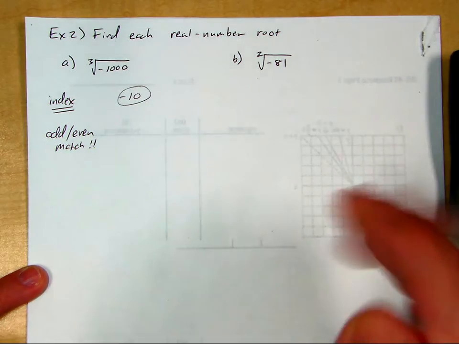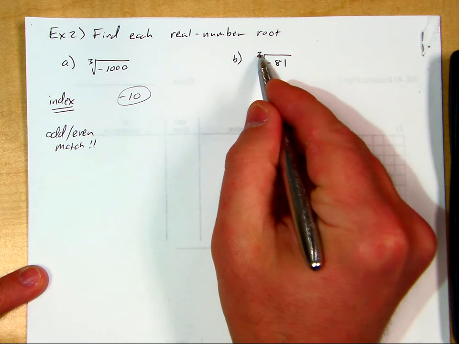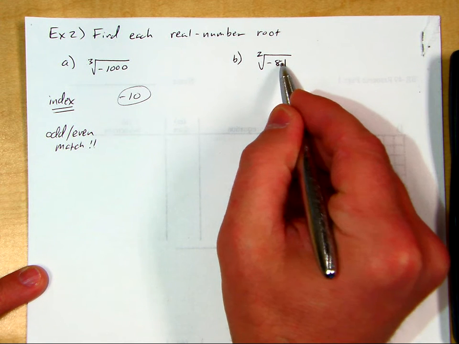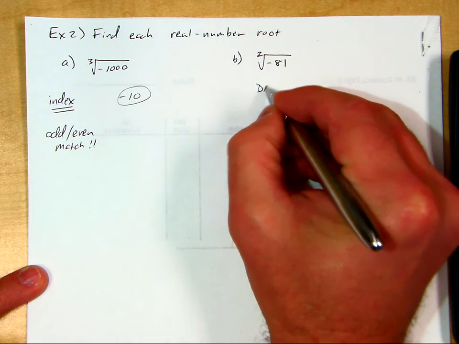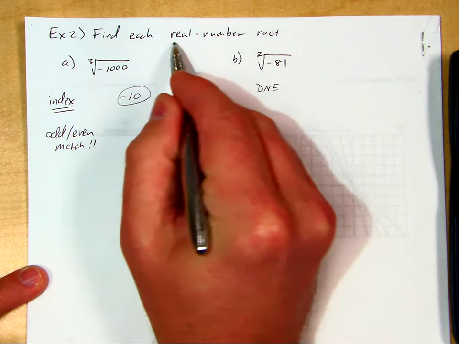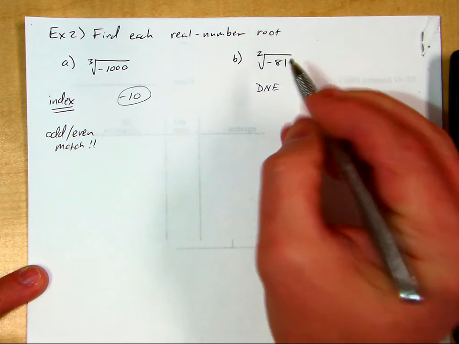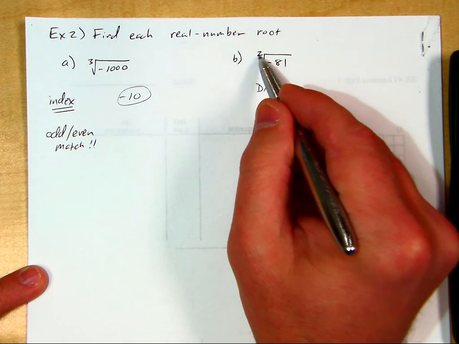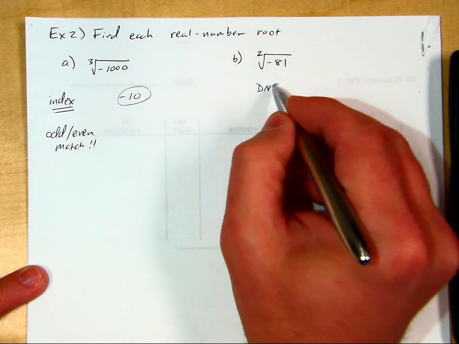And just like we talked about in the other video, this is an even root of a negative number. One more time, an even root of a negative number does not exist because we're talking about real numbers. Could be imaginary, but a real root, an even root of a negative number does not exist.